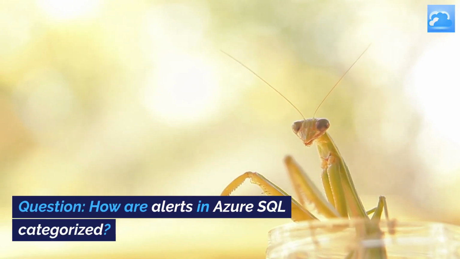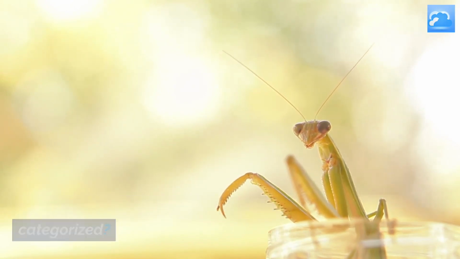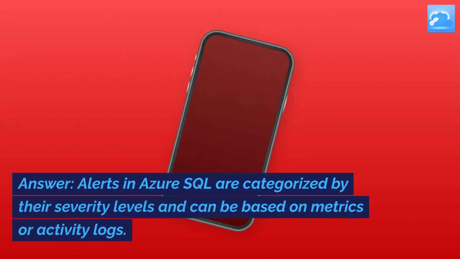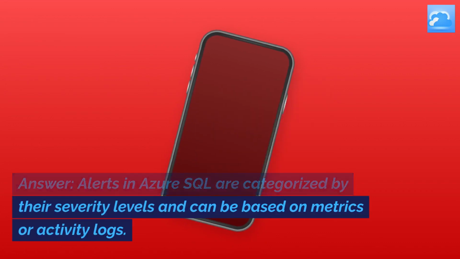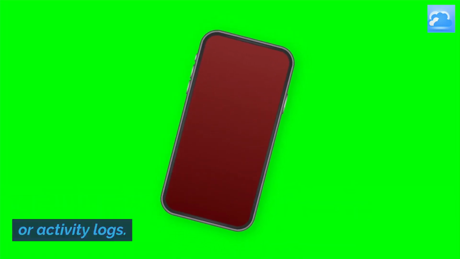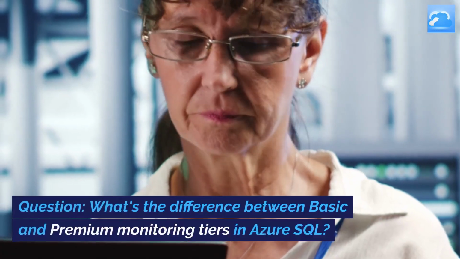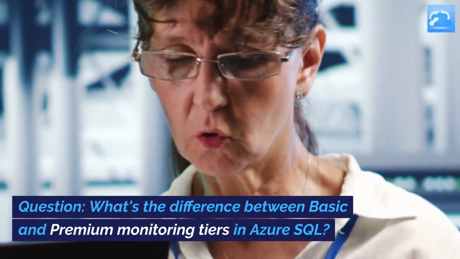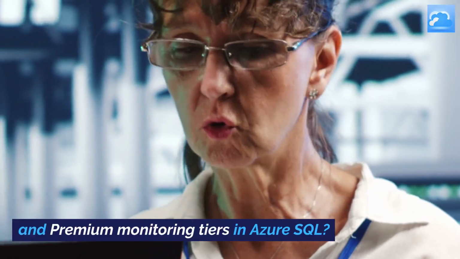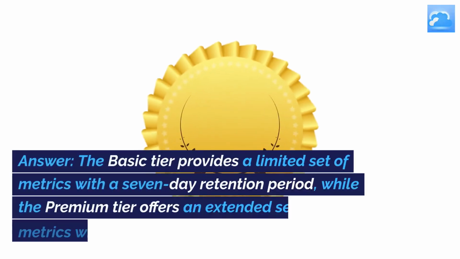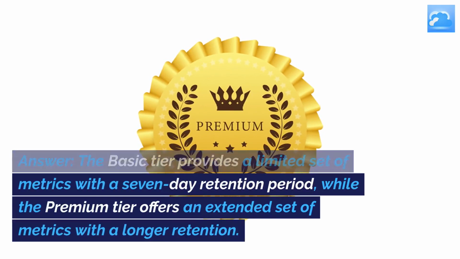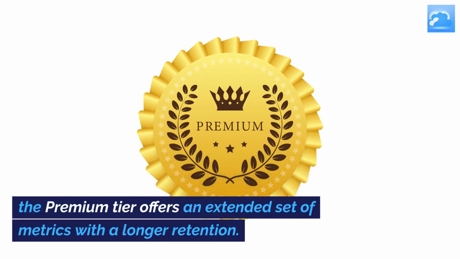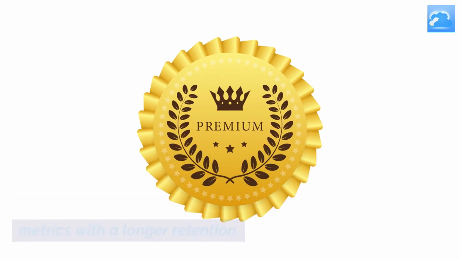Question: how are alerts in Azure SQL categorized? Answer: alerts in Azure SQL are categorized by their severity levels and can be based on metrics or activity logs. Question: what's the difference between basic and premium monitoring tiers in Azure SQL? Answer: the basic tier provides a limited set of metrics with a 7-day retention period, while the premium tier offers an extended set of metrics with a longer retention.